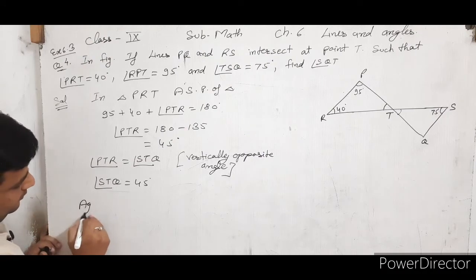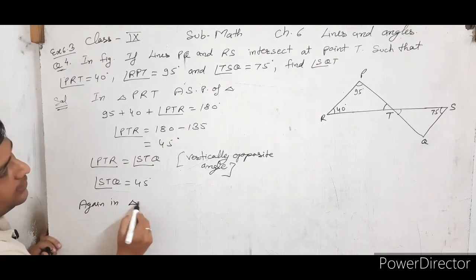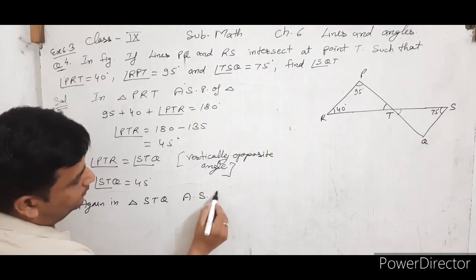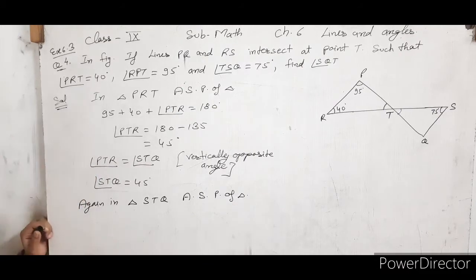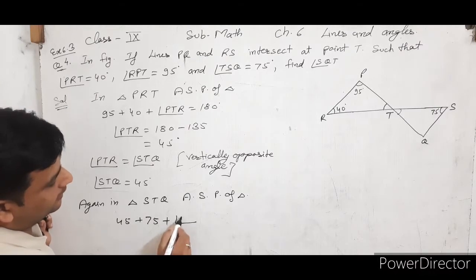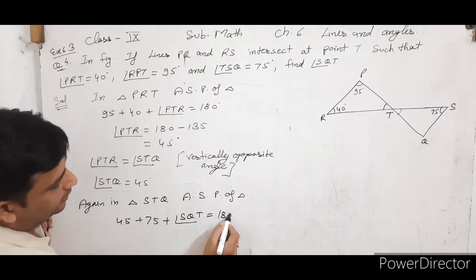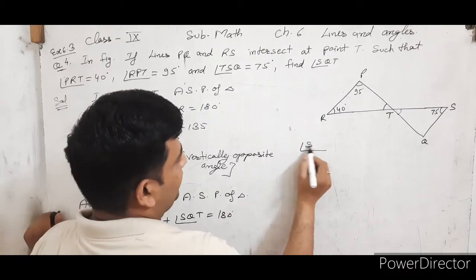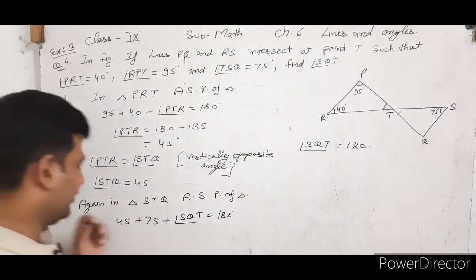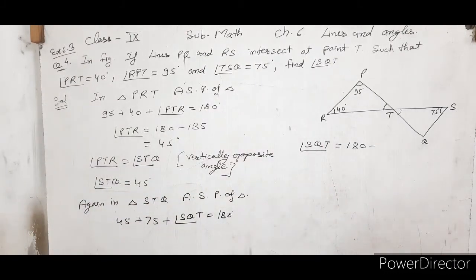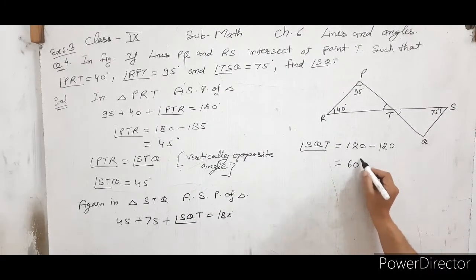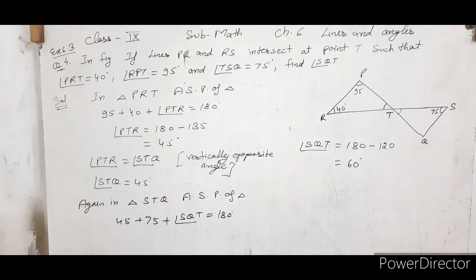Again, in triangle STQ, angle sum property of a triangle: 45 plus 75 plus angle SQT equals 180. That means angle SQT equals 180 minus 45 plus 75, that is 120. So this angle is 60 degrees. This is the answer of question number 4.